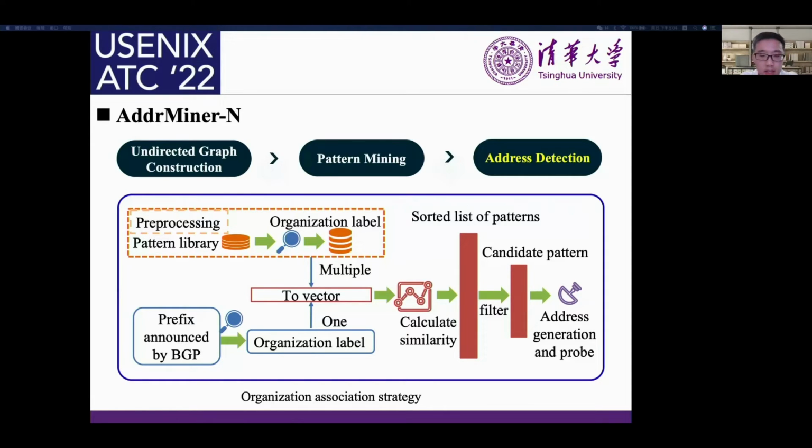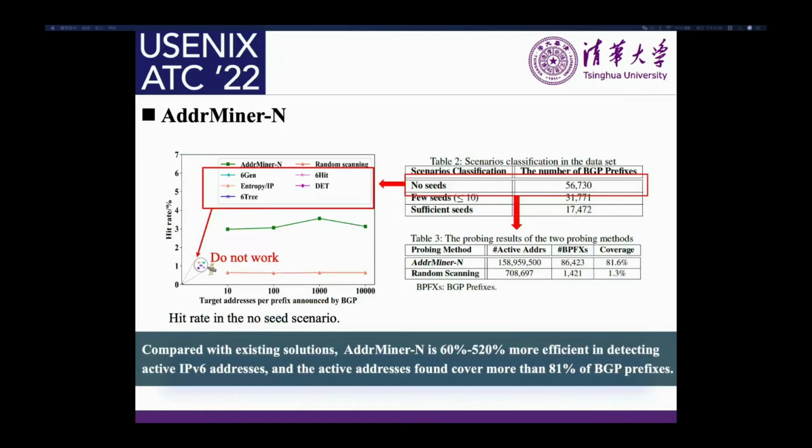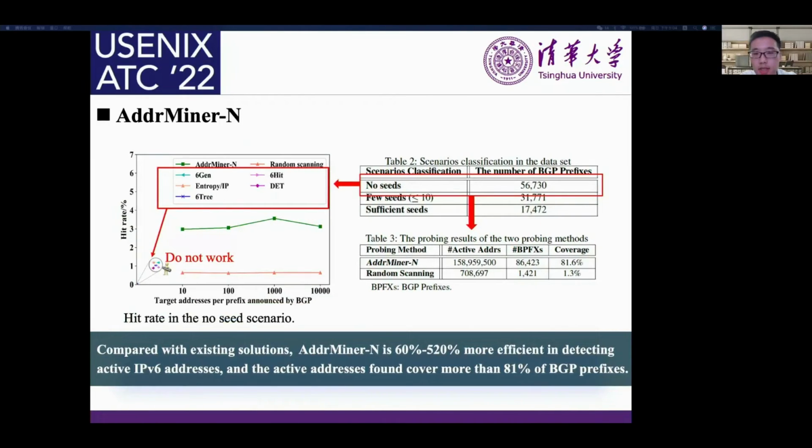After getting the candidate patterns, we use them to generate the target addresses under the target prefix. Finally, we probe whether these addresses are active or not. Compared with existing solutions, AddrMiner-N is 60% to 520% more efficient in detecting active IPv6 addresses, and the active addresses found cover more than 81% of announced prefixes.